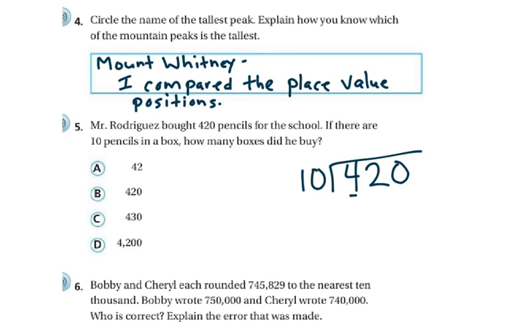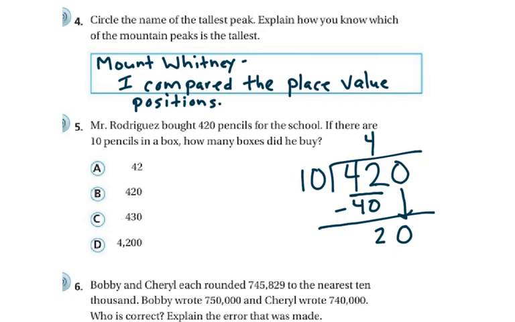So I can't put 10 into 4, but I can put 10 into 42. And 10 times 4 is 40, so it's going to be a 4 up here. 10 times 4 is 40. Then I subtract. Remember, I take my 2 away from 0. I get 2. And then I'm going to bring down my 0.